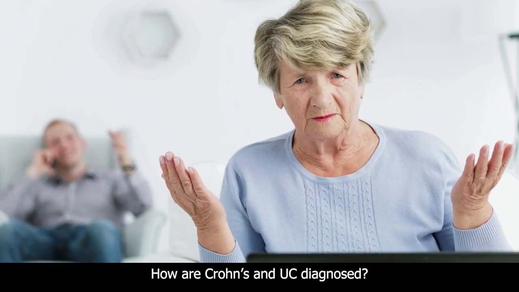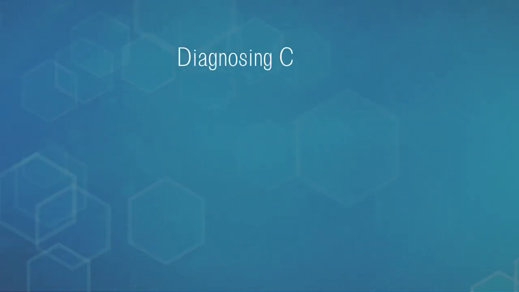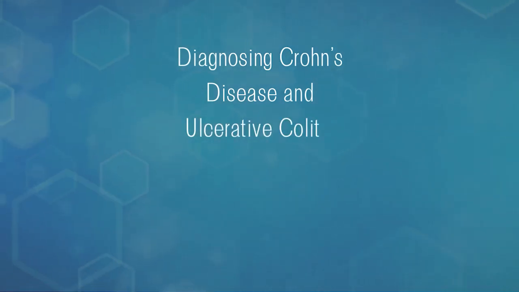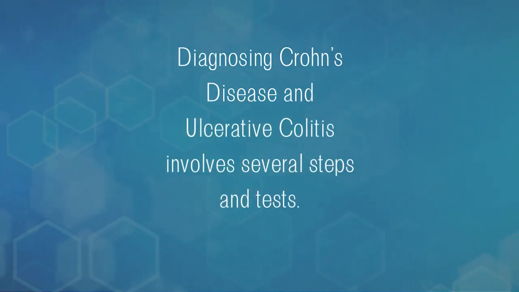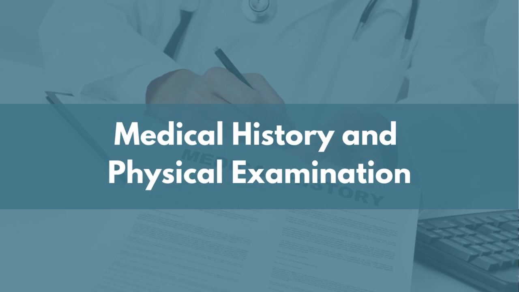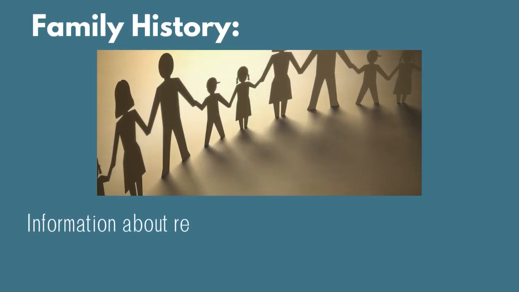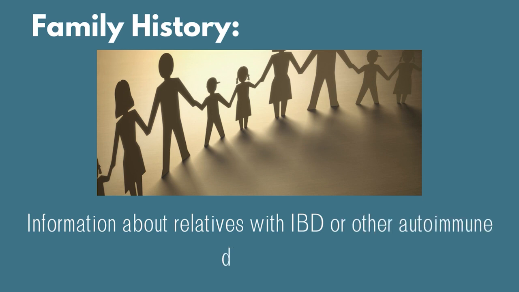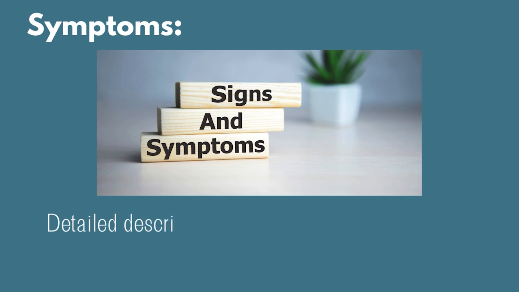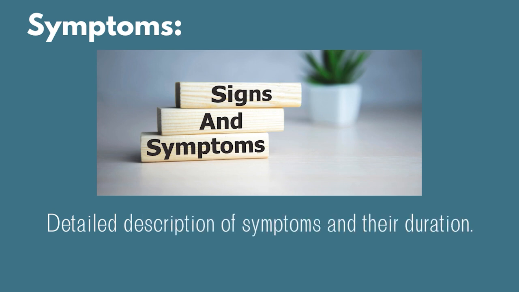How are Crohn's and UC diagnosed? Diagnosing Crohn's disease and ulcerative colitis involves several steps and tests. Medical history and physical examination. Family history. Information about relatives with IBD or other autoimmune diseases. Symptoms. Detailed description of symptoms and their duration.